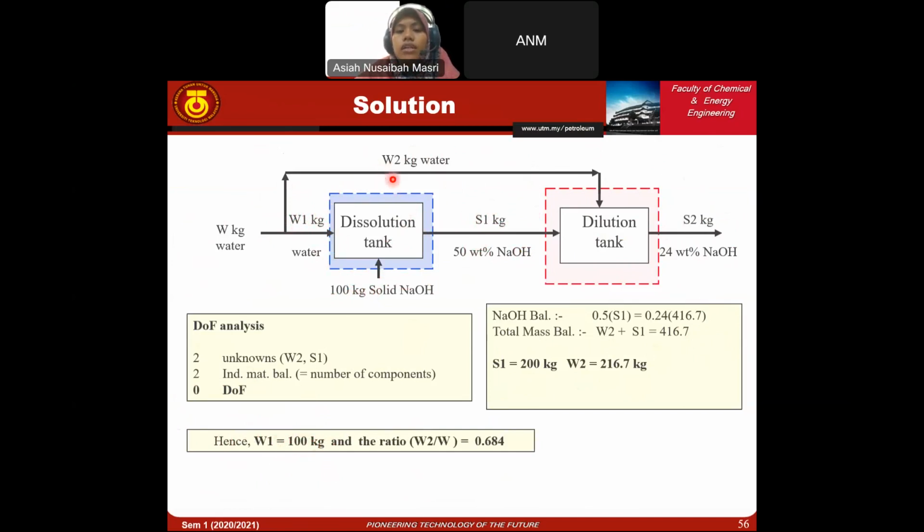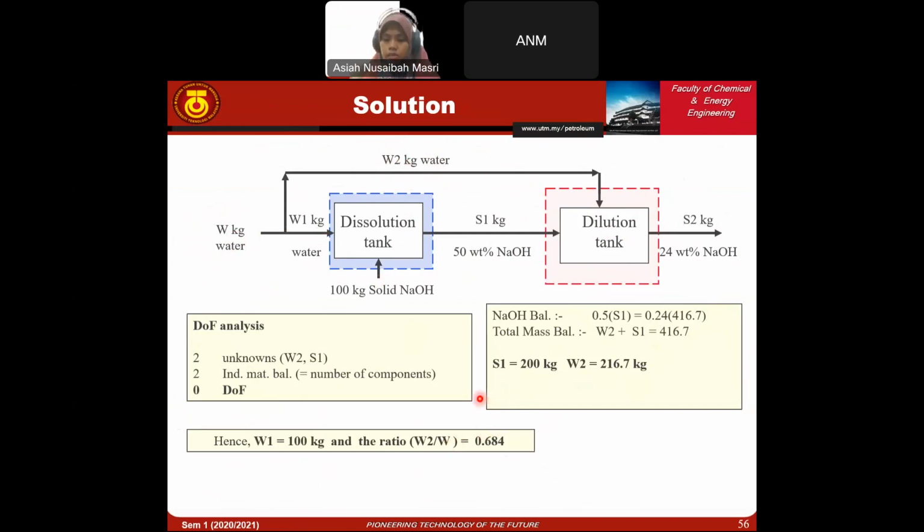question asks for the fraction, how much fraction of the water is bypassed to go to the dilution tank. That will be W2. That is the amount of water that was bypassed over the feed, which is W. That is 0.684. W we already solved during the overall balance. So now we have solved the question.